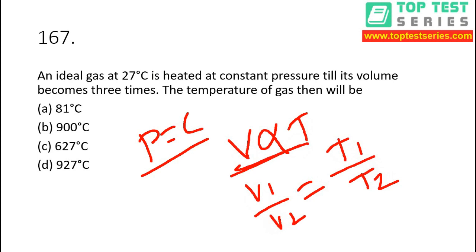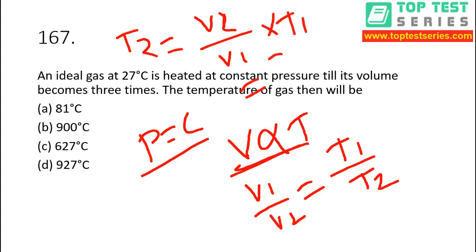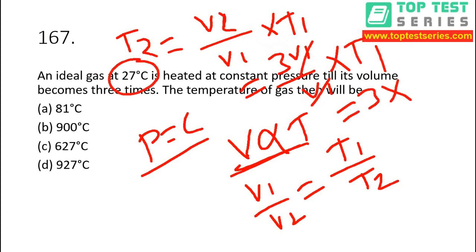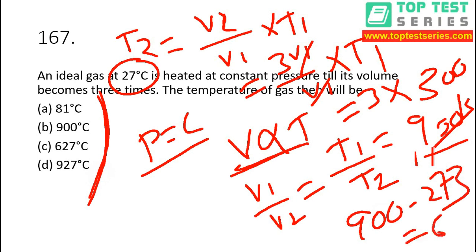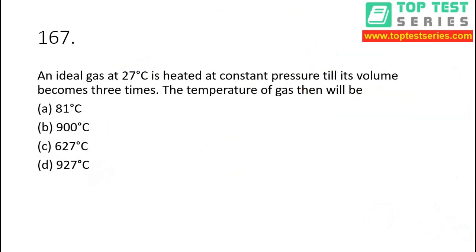Therefore, this equation can be written like this: T2 is equal to V2 by V1 multiplied by T1. So V2 is how much? 3V1 by V1 multiplied by T1, right? This cancels. 3 multiplied by T1, 27 plus 273, 300. So it is equal to how much? 900. But this is Kelvin, not centigrade. It is asking about centigrade, right? So we have to do one thing. 900 subtract 273 is equal to how much? 627. That means option C is the correct answer for this question.